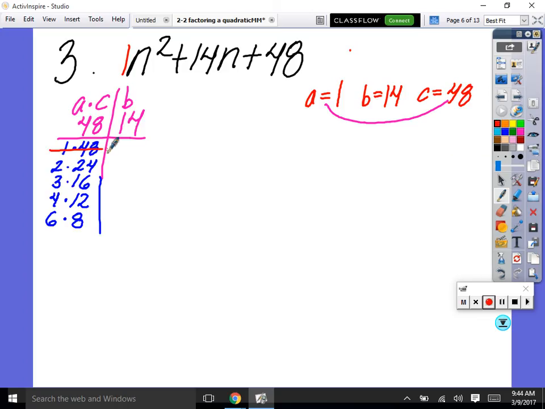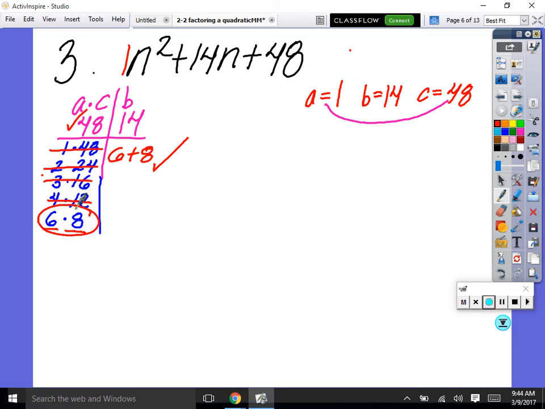1 and 48 could never add up to be 14. 2 and 24? No. 16, 15, 14, 13, right? So that one's a no. You guys see what I'm doing? How about 12, 11, 10, 12, 13, 14, 15, 16? No there. Could those two add up to be 14? Yeah. So 6 plus 8 equals 14, check mark. Positive 6 and positive 8 multiply to 48. We have 2 check marks, so we know that those are our factors.